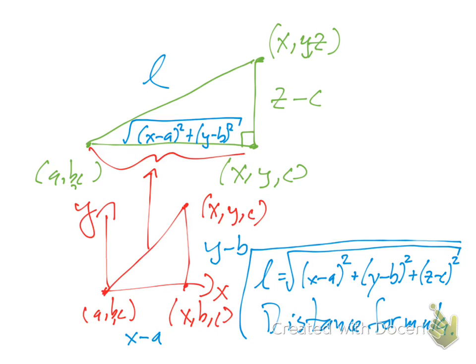Again, it looks exactly like the two-dimensional one, except there's 3 pairs of coordinates instead of 2 pairs of coordinates. Okay. And so using this, we can figure out the distance between any 2 points in space.